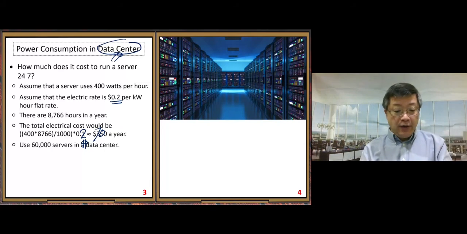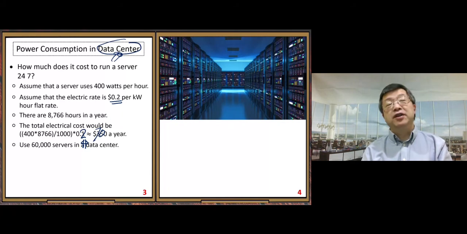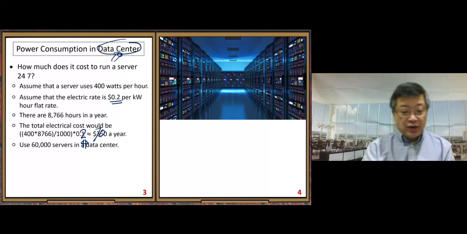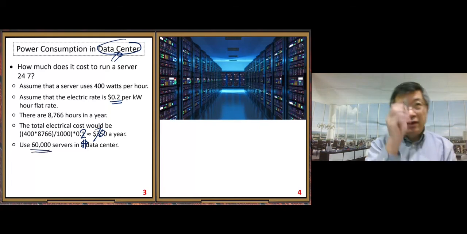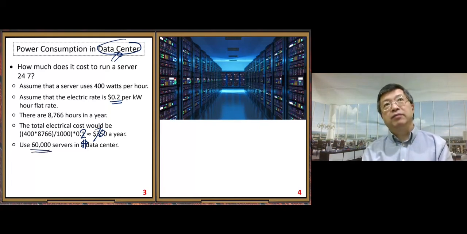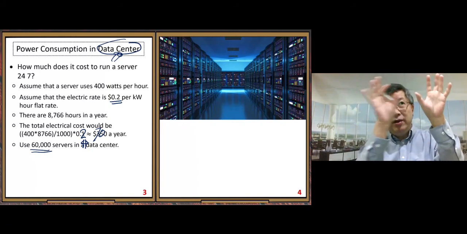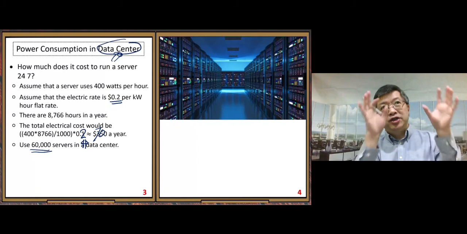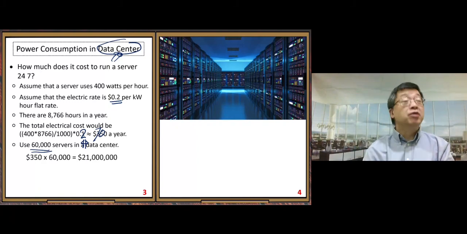All right. Then how many servers are in a data center? This is a reasonable number: 60,000 servers in a typical data center. Some are smaller, some bigger, so I just pick somewhere in the middle, 60,000 servers. Now you do multiplication.